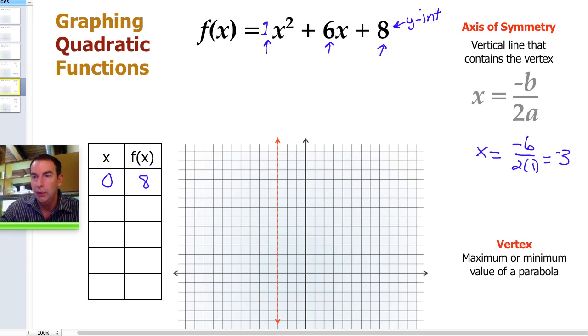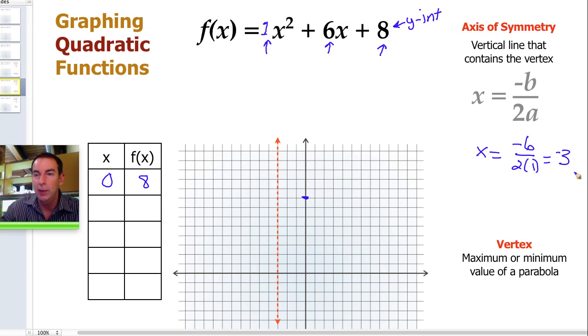Okay, so far we have 1 point, which I'll put on the graph, (0, 8). 1, 2, 3, 4, 5, 6, 7, 8. There it is. And I have my axis of symmetry. Okay, I can use my axis of symmetry to find my vertex. Okay, the vertex is a really, really important point on this graph. Okay, so let's go ahead and find that. So how do I do that?